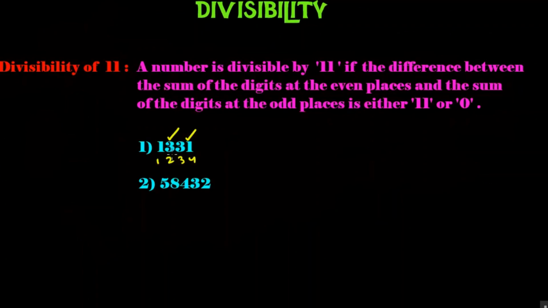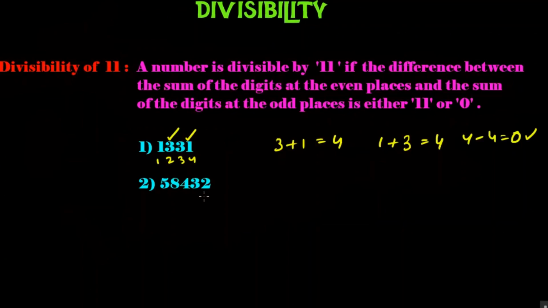So if you find out the sum of digits at the even positions and the sum of the digits at the odd positions and you find out their difference, then if the result is either an 11 or a 0, then that number is divisible by 11. So here 1331, the sum of the digits at the even places is going to be 3 plus 1, that's 4, and for the odd places it's going to be 1 plus 3, that's again 4. So 4 minus 4 gives us a 0, therefore it is divisible by 11.